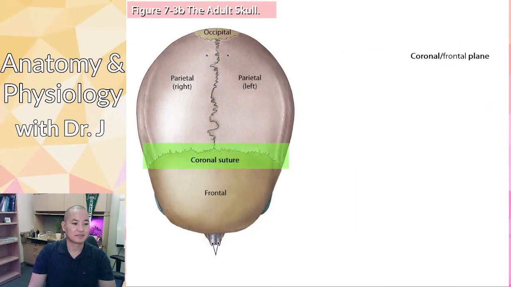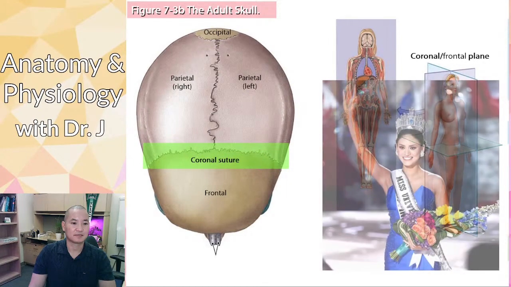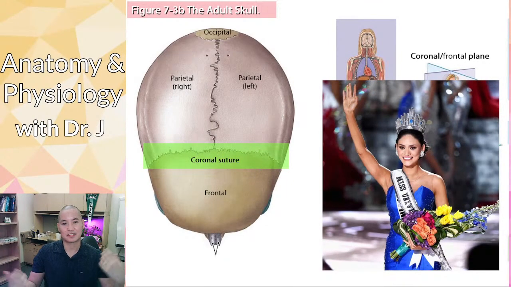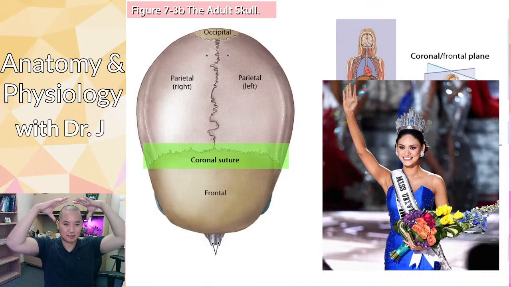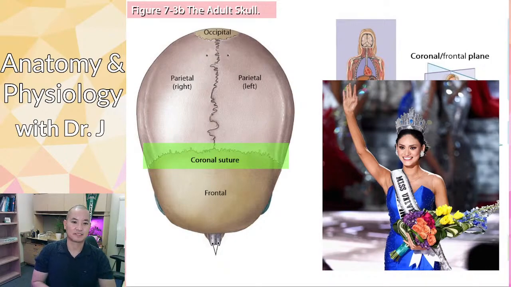And then what we have here with the coronal suture, everyone thinks corona, they think something else. But when you have a coronation, where do you put the crown? You put the crown over here like this. So think of that with the coronal suture. It's kind of like where you would have a tiara or some sort of crown or headband.